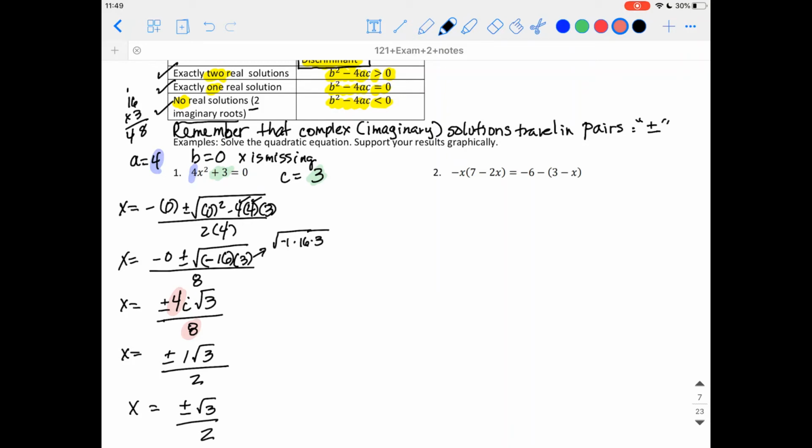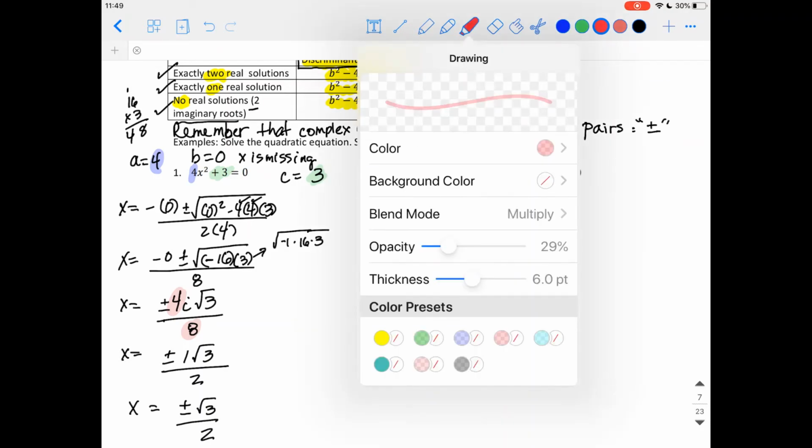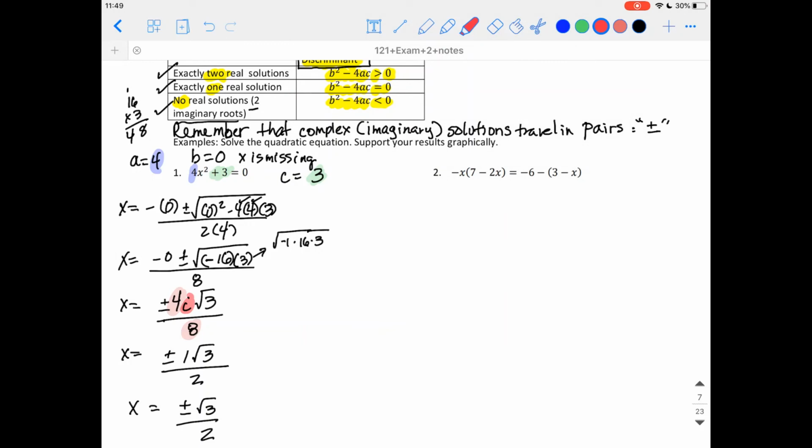And I can't forget the i. So this i right here that I forgot, let me highlight it to make sure that we don't forget it anymore. Let me put it right here. So this i that I forgot, make sure that I put it here and I put it there. So here's my i, and 1 times i is just i. So plus or minus i square root of 3 over 2. So here we go.